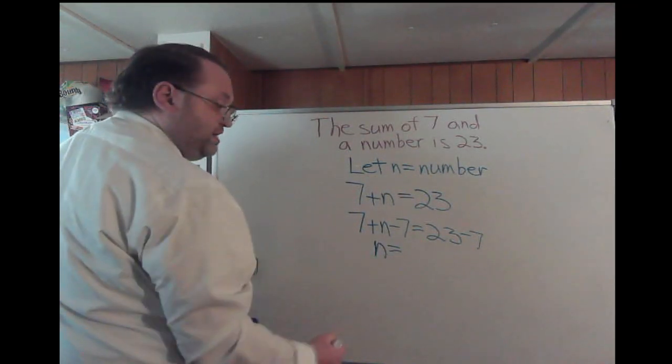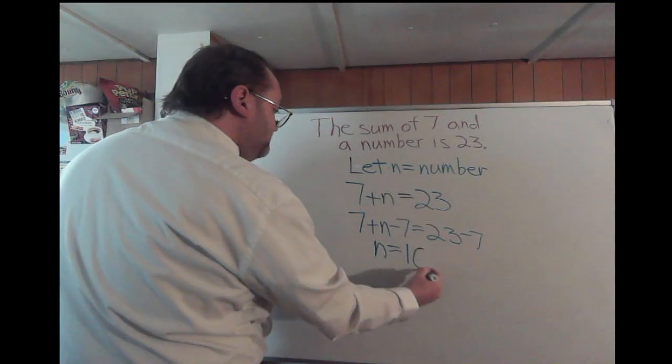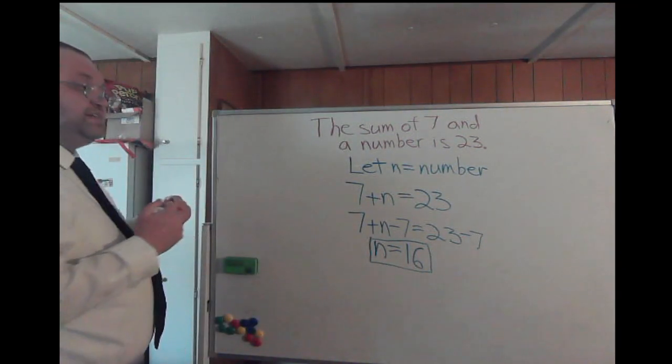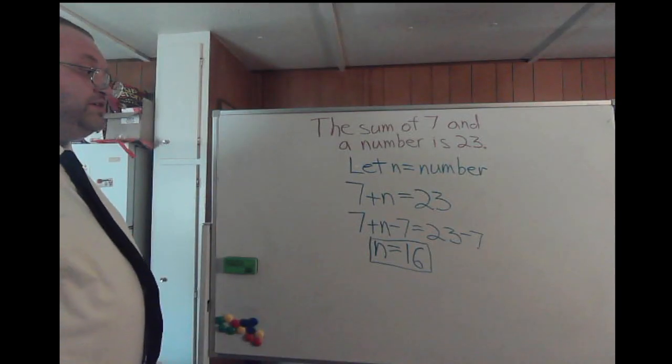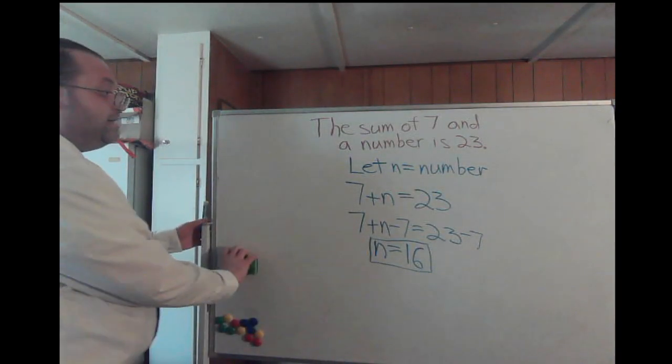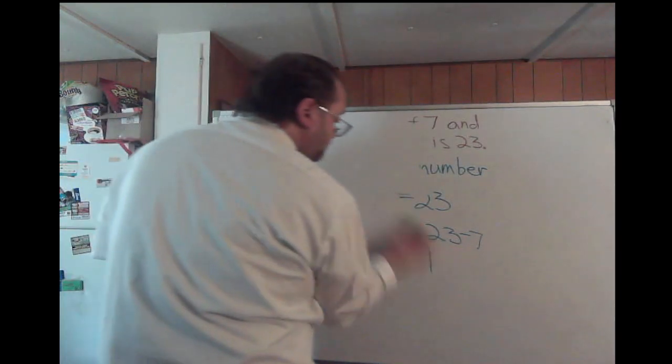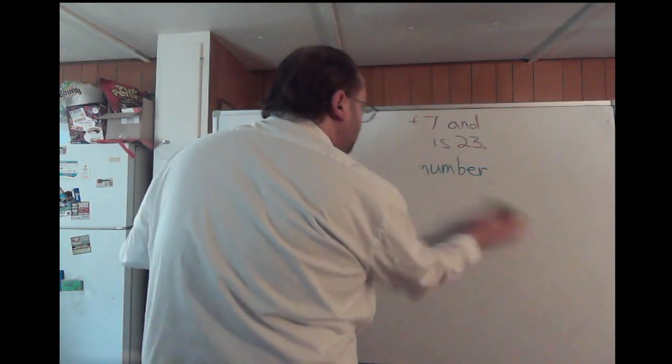What is 23 minus 7? That's 16. So it turns out the number n, that's 16. That's how you find the value. And I got more problems like it. There's more like it. What do we got next here? Let's see. What do they want to do next?